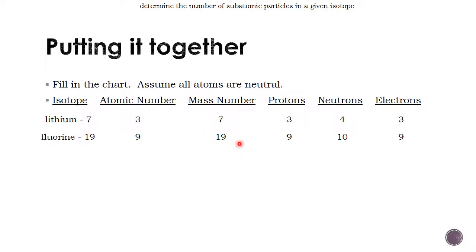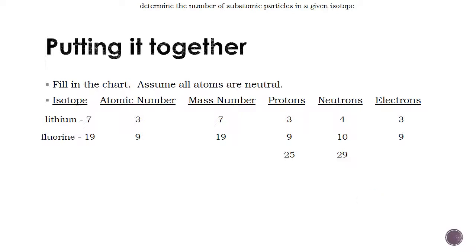It's just a coincidence that the atomic mass and the mass number of this isotope are the same. Alright, let's do one more together here. So again, we're given something different. This time we are given protons and neutrons, but we can still determine everything else based on that.